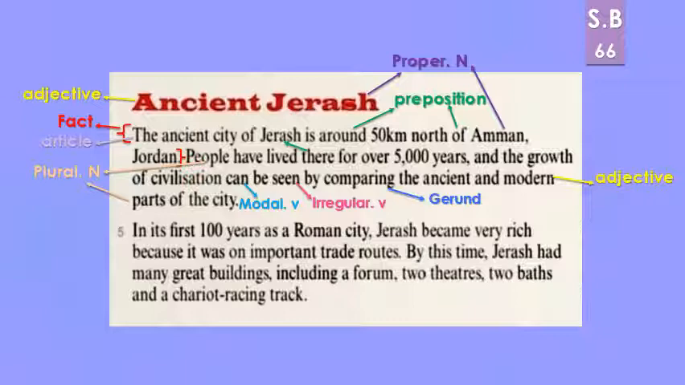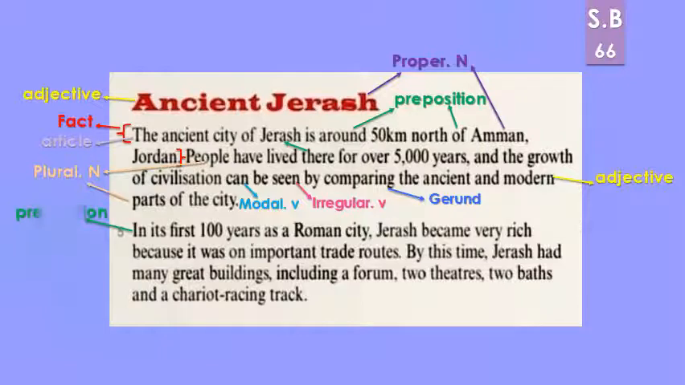Now let's know about ancient Jerash. In its first 100 years as a Roman city, في المئة العام الأولى كمدينة رومانية. Jerash became very rich. إذا أصبحت جرش غنية جدا. Why؟ ما السبب؟ Because it was on important trade routes. لأنها كانت على طرق تجارية مهمة. إذا كانت أصبحت جرش غنية لأنها كانت على طرق تجارية مهمة.